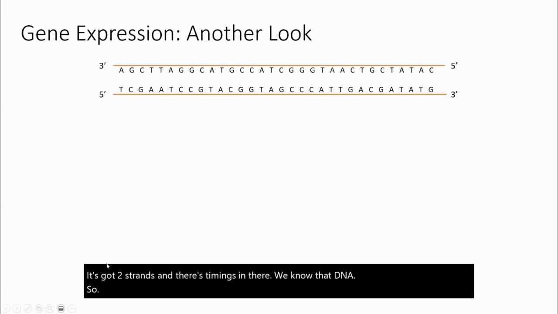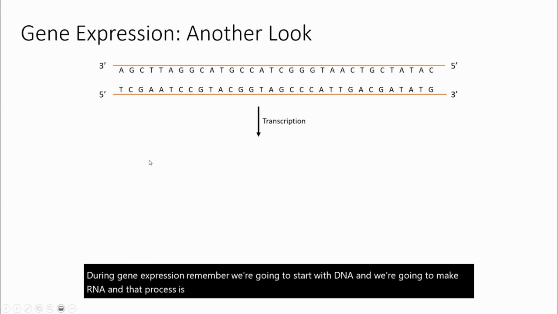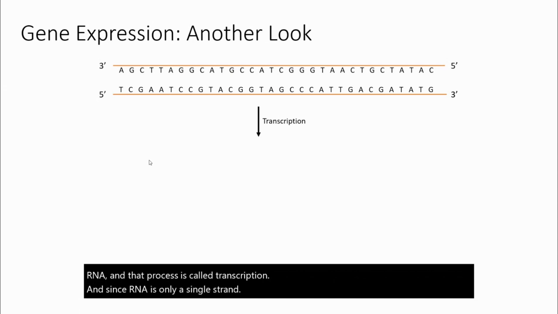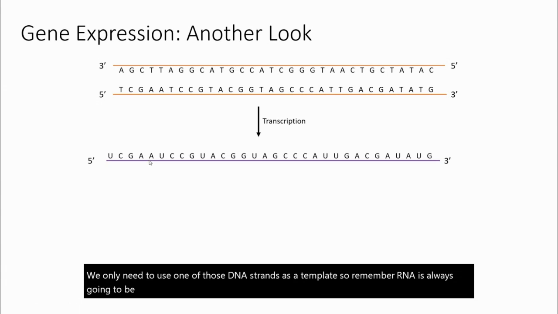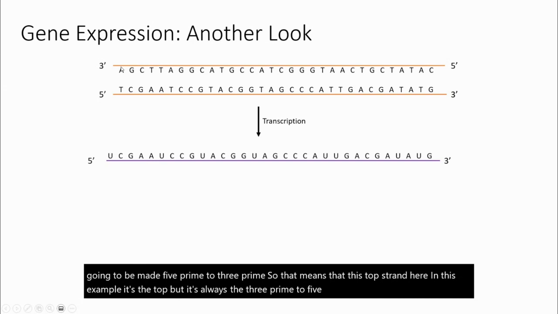So during gene expression, remember, we're going to start with DNA and we're going to make RNA, and that process is called transcription. And since RNA is only a single strand, we only need to use one of those DNA strands as a template. So remember, RNA is always going to be made 5' to 3'. So that means that this top strand here, in this example, it's the top, but it's always the 3' to 5' DNA strand, and that's going to be used as the template.